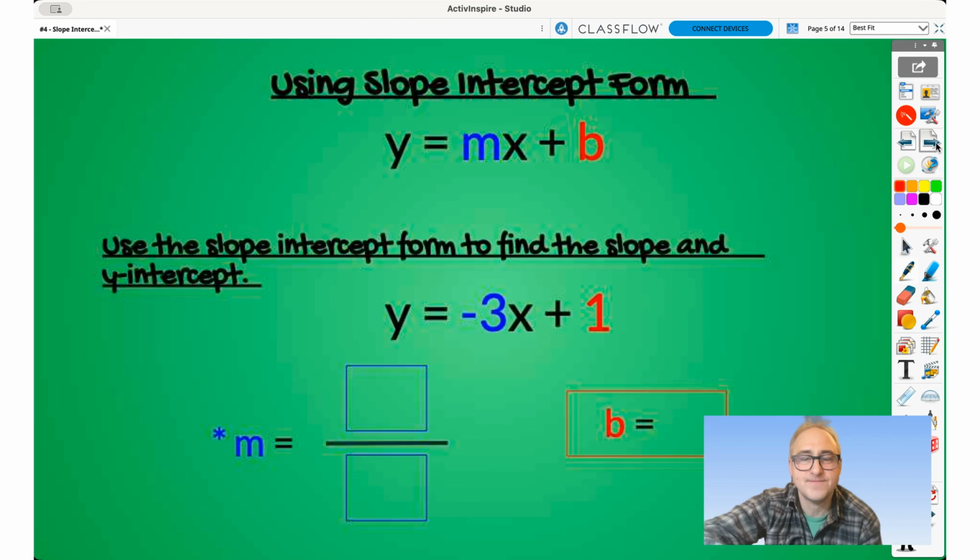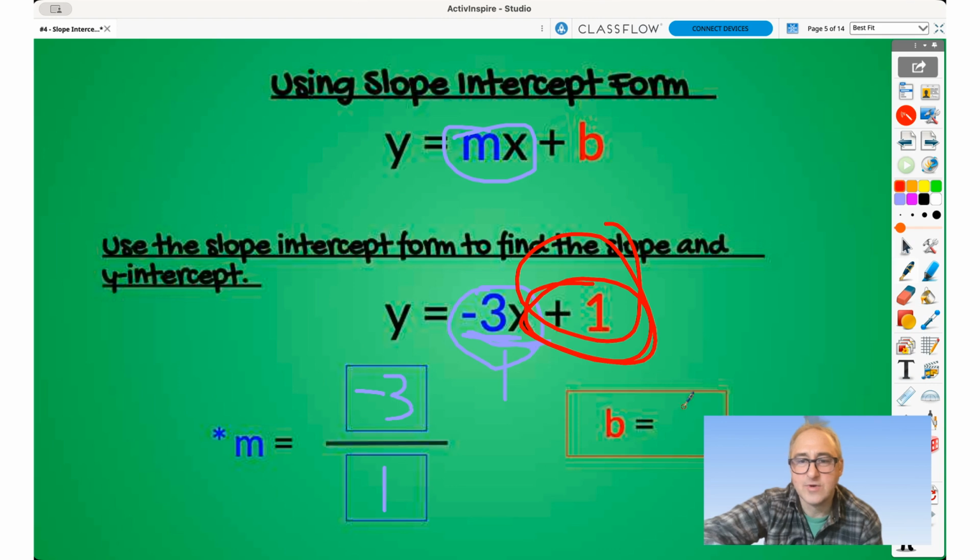Let's try another one. Ooh, this looks like a negative slope. Notice that our m is always with our x. This time, though, something looks different. There's not a fraction. Remember, any whole number can be a fraction if we write it over the number 1. So this is going to go down 3, but still 1 to the left. Our b is still positive because this is a plus 1. So I'm going to write a 1 here.